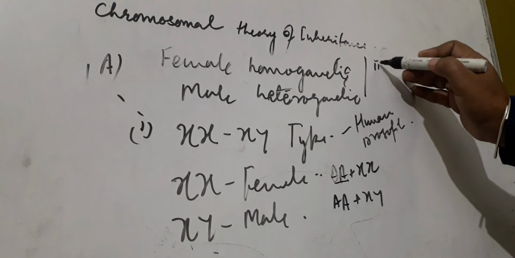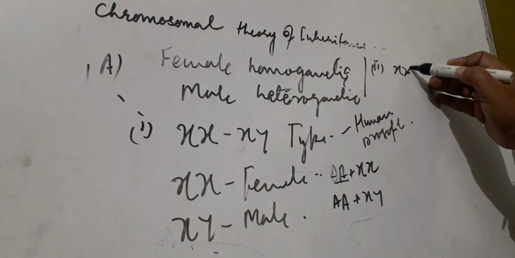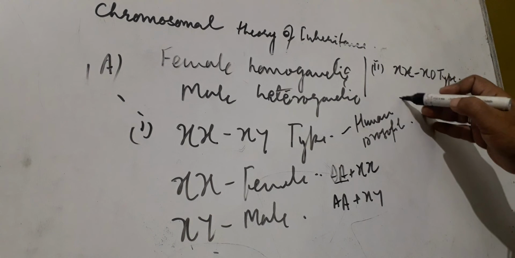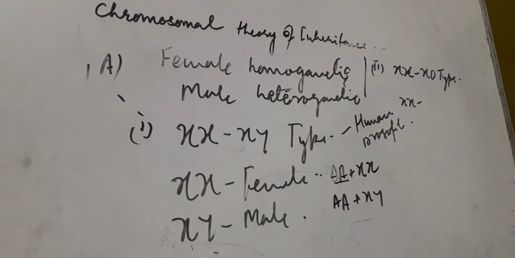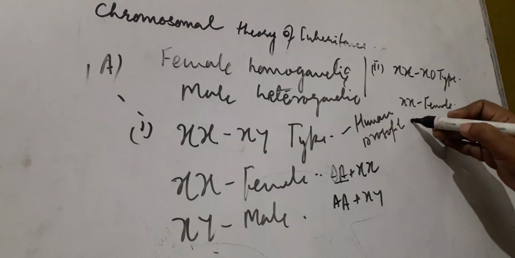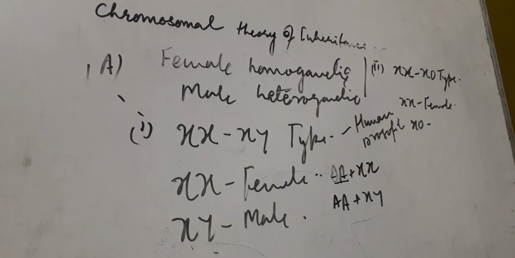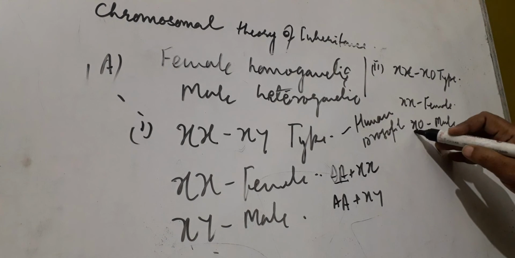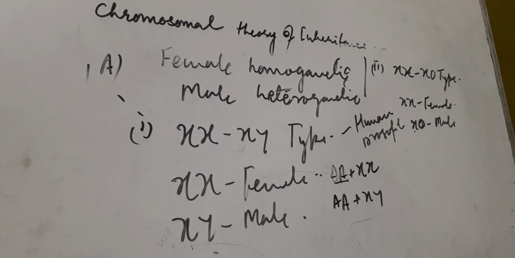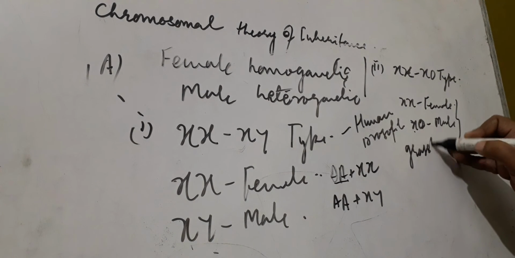Another type, the second, is XX and XO type. When both chromosomes are present it is female, and when a single chromosome is present, that is male. The O indicates that the second chromosome is absent. So male. This type of system is found in grasshoppers, especially in insect grasshoppers.